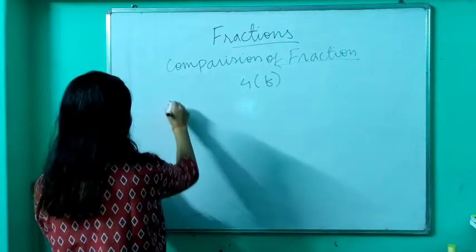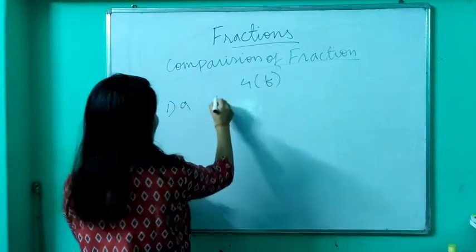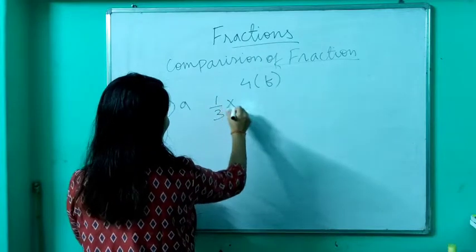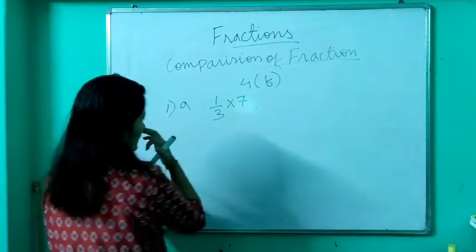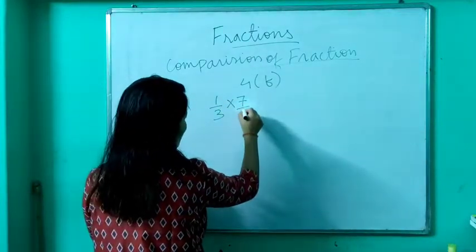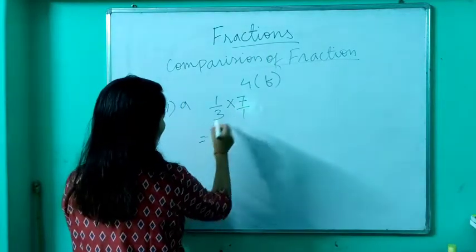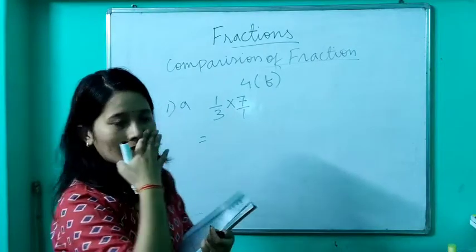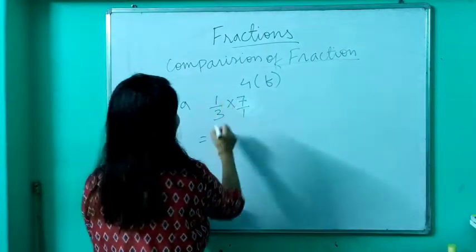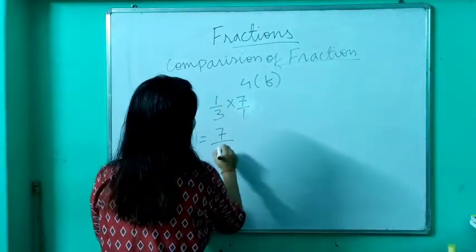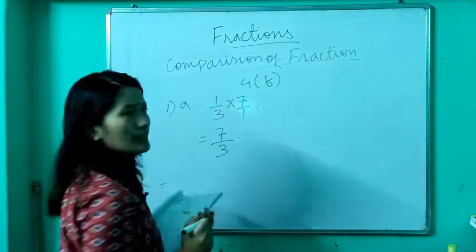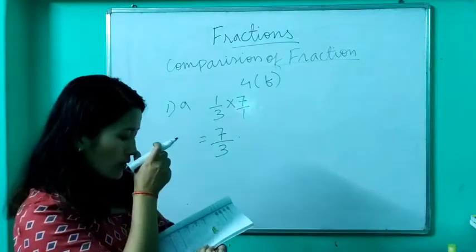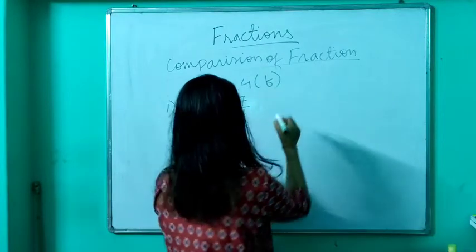Starting with question 1a. The question is 1 by 3 into 7. So if you do not have anything in a denominator, place 1. So 3 and 7, they have just 1 as a common factor, that means they cannot be cancelled. So simply 7 1s are 7, 3 1s are 3. So this would be your answer.